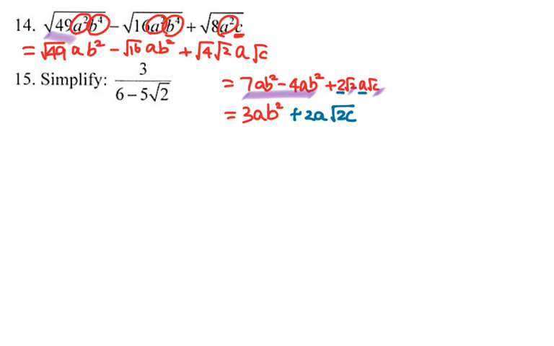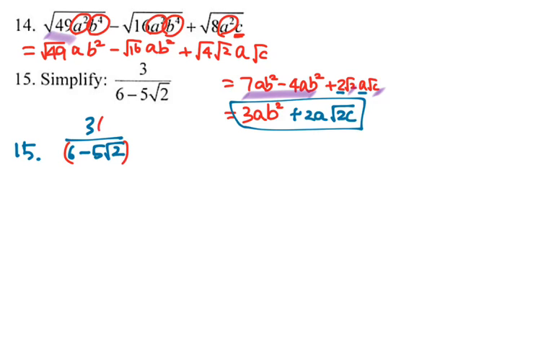radical. Alright. So number 15, how do you simplify a fraction where the denominator is not rationalized? In this case, all we have to do is multiply top and bottom by its conjugate. That's right. Everything is the same except the sign in the middle, which would have been equal to 6 plus 5 radical 2. Same thing on top as well. Then, what do we end up getting?